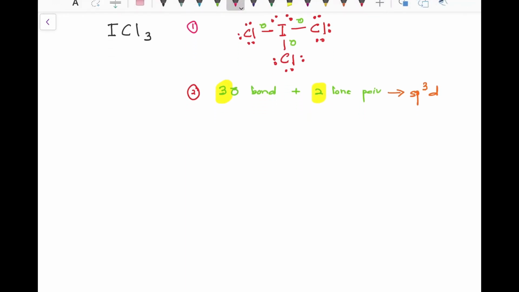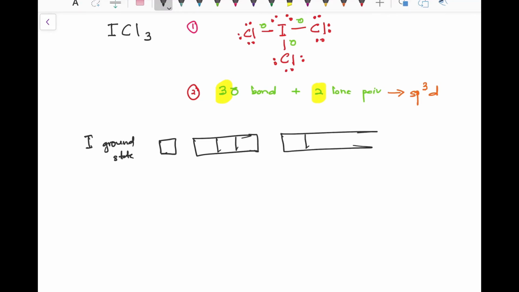Alright, so the next step, step number 3, is we need to write the ground state for iodine. Iodine comes from period 5, so it also has an empty d orbital. Iodine has 7 valence electrons. So this is the electronic configuration for the valence electrons.